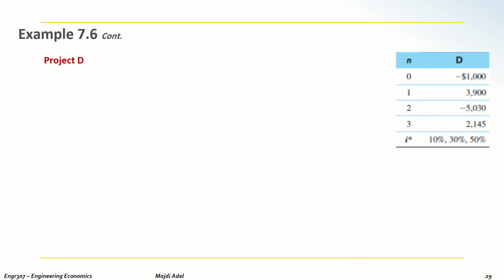And finally, for project D, we have multiple rates of return: 10, 30, and 50%. In this case, someone may ask which rate of return to use, 10, 30, or 50%. It doesn't make a difference, whether you choose 10% or 30% or 50%. If it is a pure investment, it will stay a pure investment. If it is a mixed investment, it will stay a mixed investment. It makes no difference whether I calculate at 10%, 30%, or 50%. We will choose the 50%.